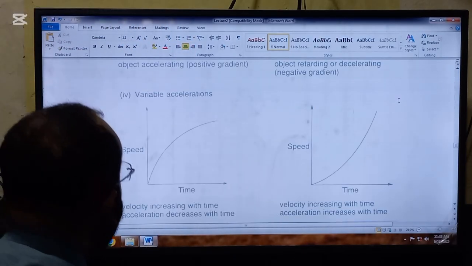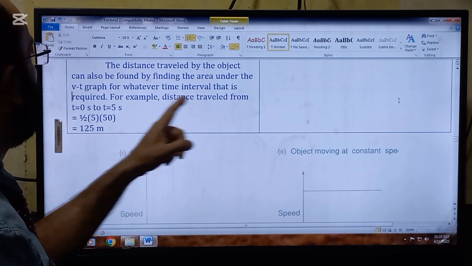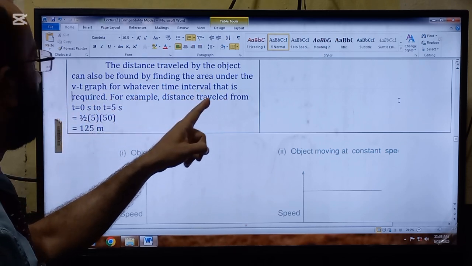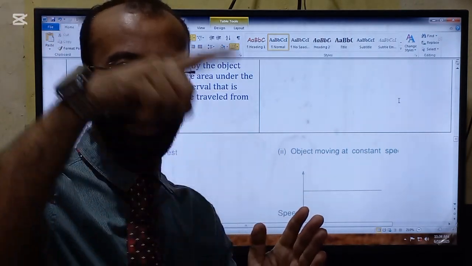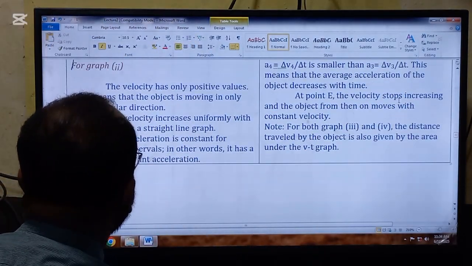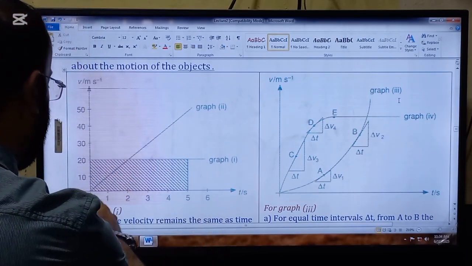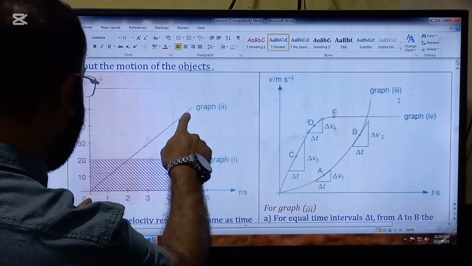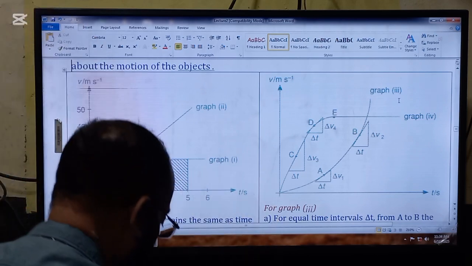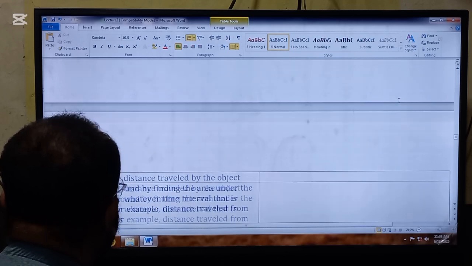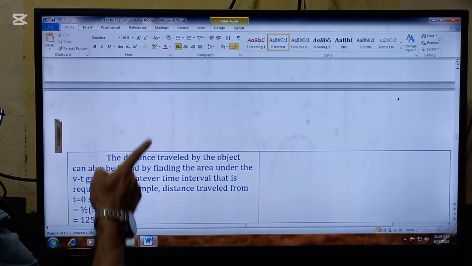The distance traveled by the object can also be found by finding the area under the velocity time graph for whatever time interval is required. For example, during the first 5 seconds, if the distance is required for the second graph, the figure is like a triangle. So 1 by 2 into base into height. The base is 5 and the height is 50. So 1 by 2 into 5 into 50 will give us the distance from 0 to 5 seconds for graph 2.